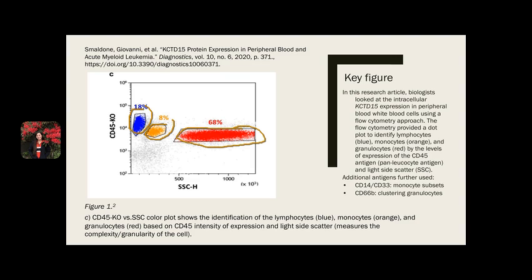The CD45 antigen binds to a specific membrane glycoprotein expressed in most hematopoietic cells. Furthermore, there is another figure that used additional antigens to further identify these three specific leukocytes. CD14 and CD33 were then used to identify the monocyte subsets, and CD66B was used for clustering granulocytes.